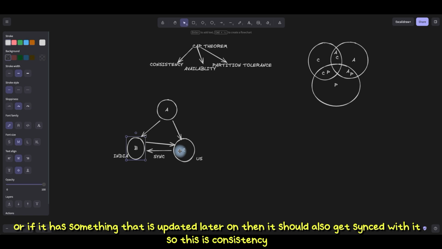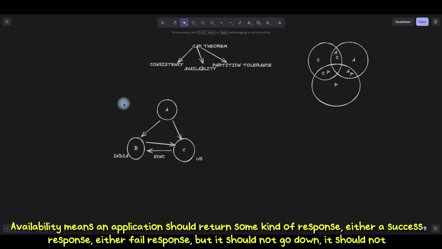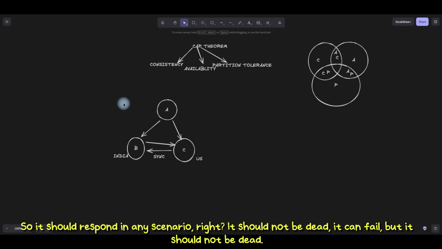So this is consistency. Availability means an application should return some kind of response, either a success response or a fail response, but it should not go down. It should not be dead. So it should respond in any scenario, right? It can fail, but it should not be dead.